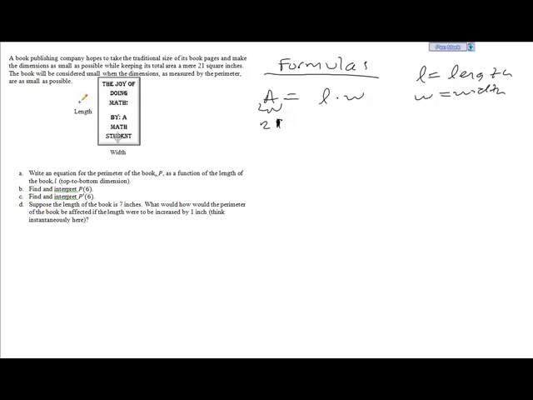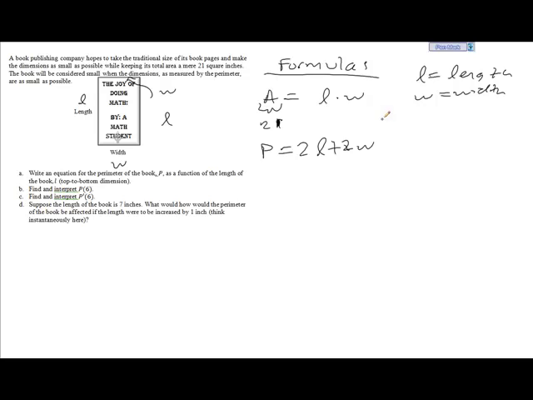Now perimeter is the distance all the way around. So we know that we have two lengths and we have two widths. These have to be the same length and these have to be the same width, or else they wouldn't be a rectangular book, and that would probably just be strange. So perimeter is equal to 2 lengths plus 2 widths.